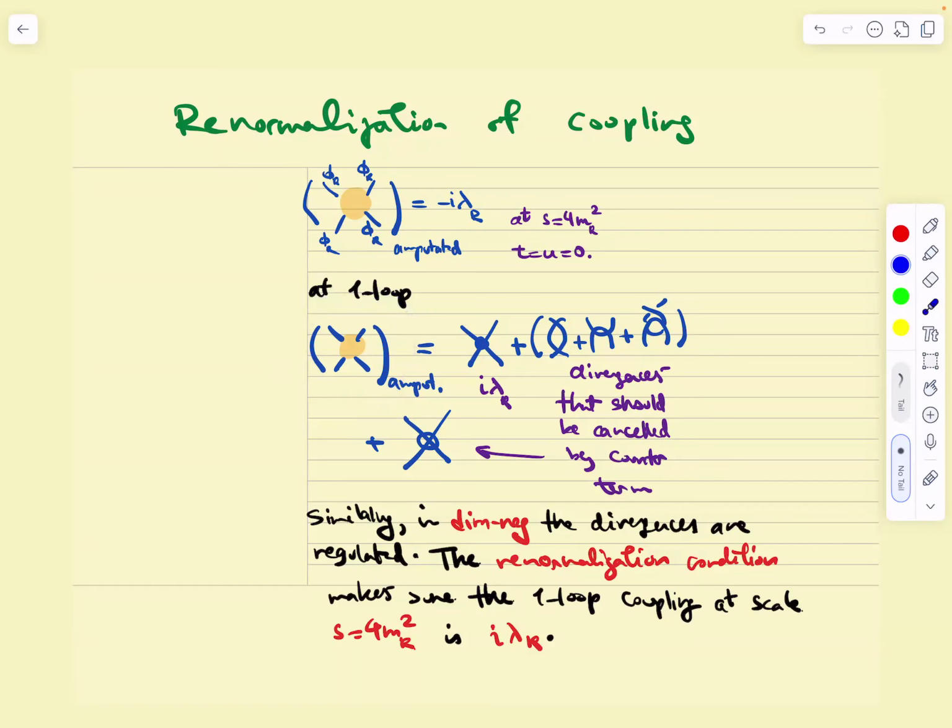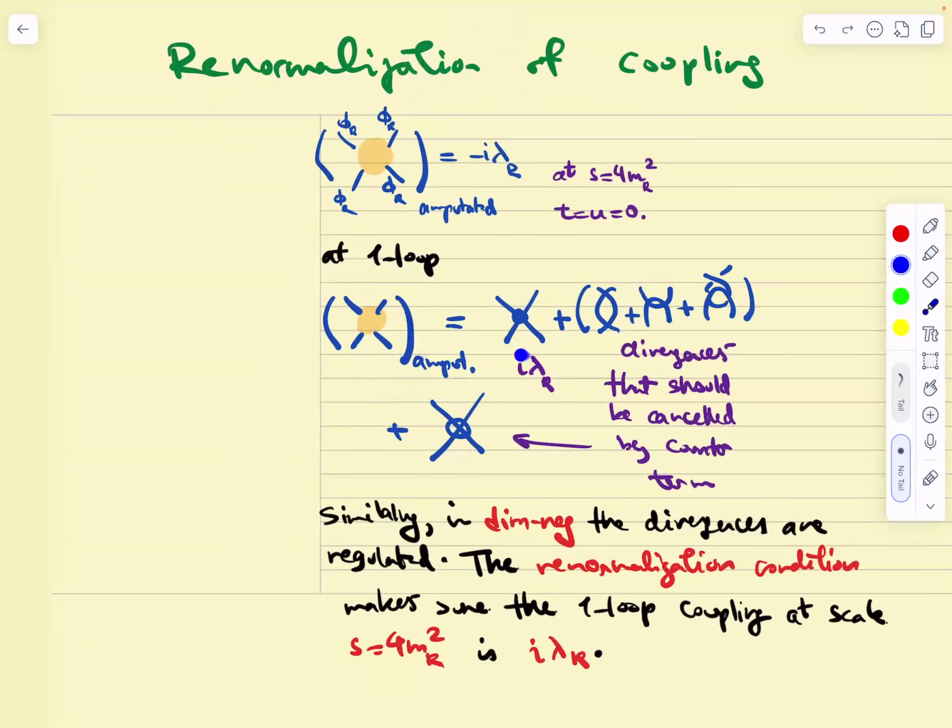Now, at one loop, what is this amputated diagram? There's a vertex at the tree level, and there are 3 diagrams like this, and you have to add the counterterm for the vertex. Good.